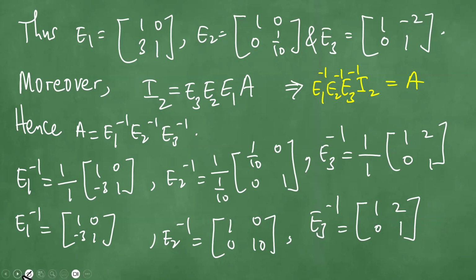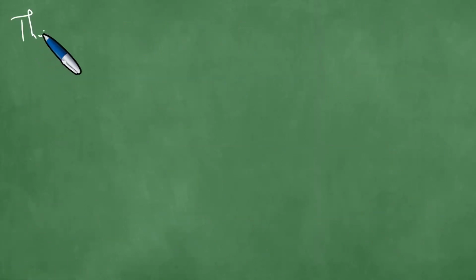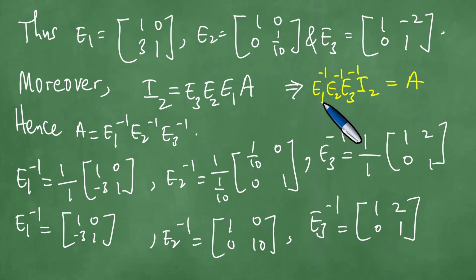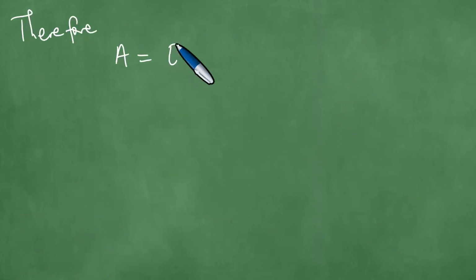Right, and we're able to make the following observation with this here. We're able to say, therefore, the matrix A can be seen as what? The matrix A can be seen as E1 inverse, E2 inverse, and we also have E3 inverse. Right, and we have written them down and we write it again. So we have E1 inverse, E2 inverse, E3 inverse.